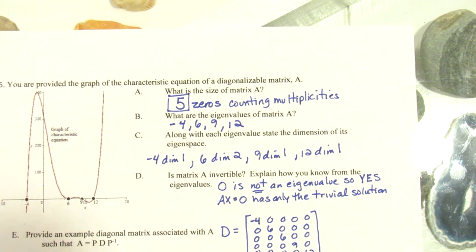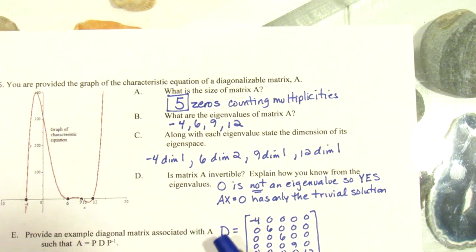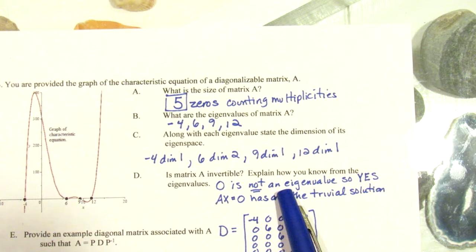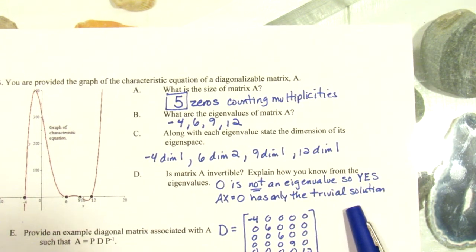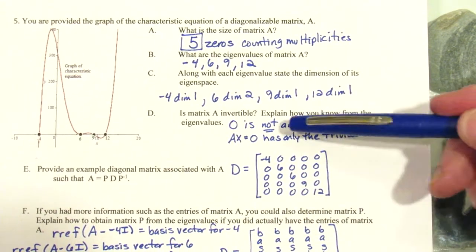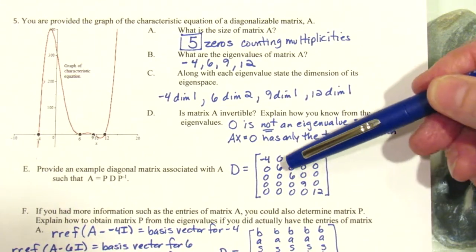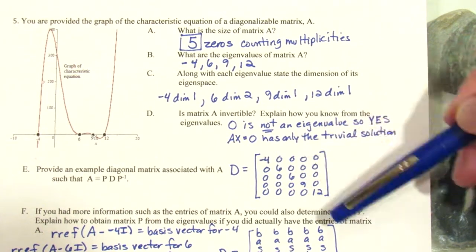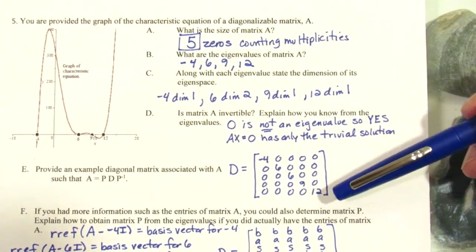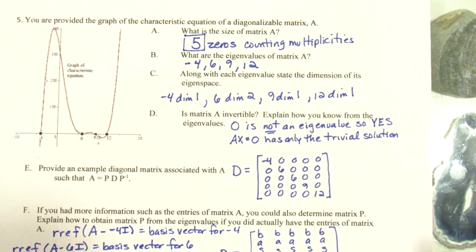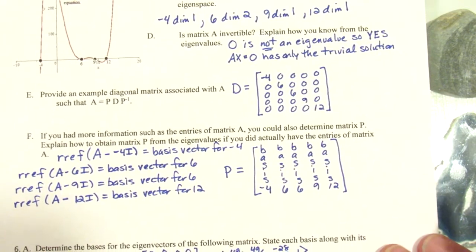It would not have the trivial solution if 0 was an eigenvector or eigenvalue. But 0 is not an eigenvalue, so A times X equals 0 has only the trivial solution. And then they want us to build our diagonal matrix, so here it is. -4 shows up once, 6 shows up twice, 9 once, 12 once. Again, the order doesn't matter, but once you get the order, it has to have the basis vectors in P line up. So then we're asked, well, how would we come up with P?